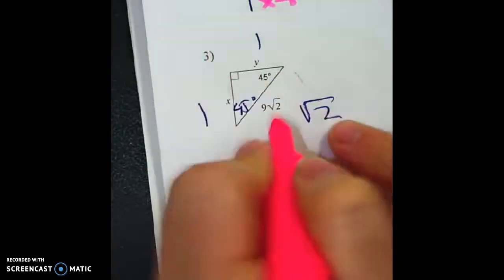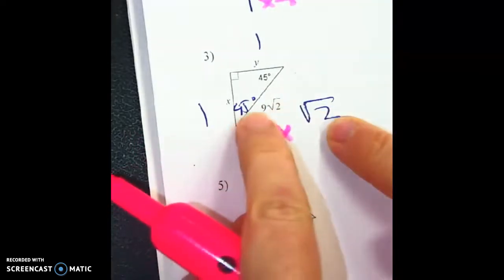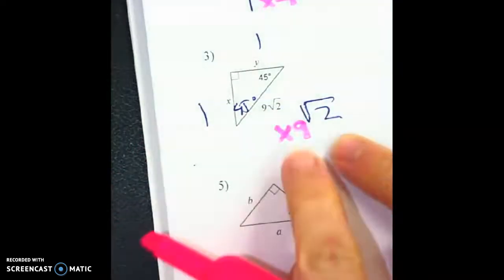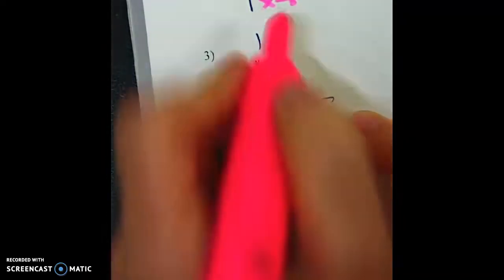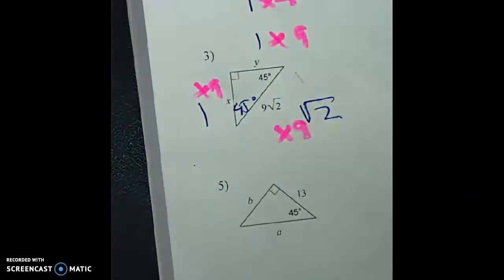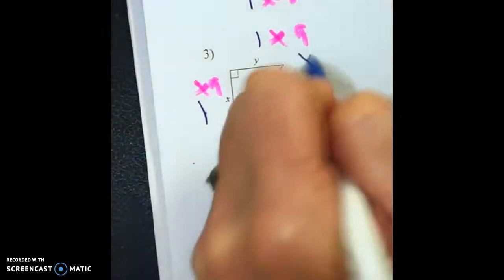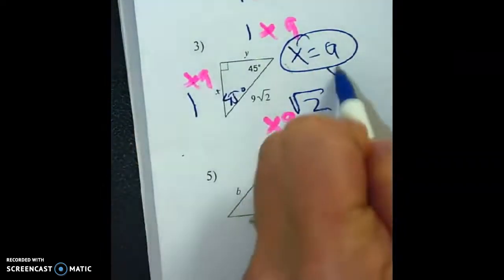So I have to go rad 2 times what number gives me 9 rad 2? Well, if you look, there's a 9 there. So that means it's times 9, because 9 times rad 2 is 9 rad 2. So that means I need to multiply this by 9 and this by 9. When I do that, x equals 9. And 1 times 9, y equals 9.